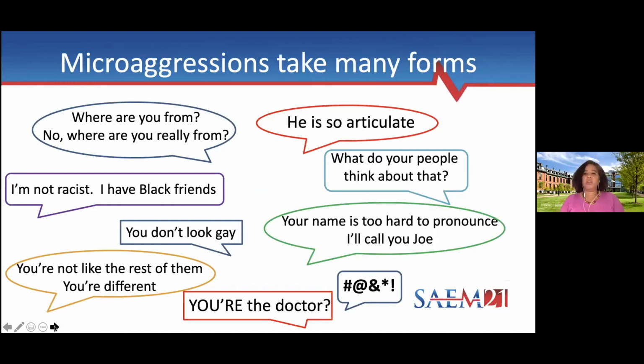So microaggressions can take all kinds of forms. Where are you from? No, where are you really from? That person's so articulate. You're the doctor? And then, of course, the racial slurs that we might hear every day. So all of these things might seem like they're small, but they're cumulative and they add up and can lead to stress and othering the person that they're directed at.